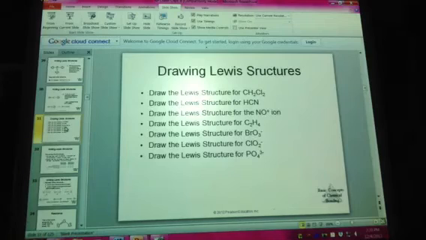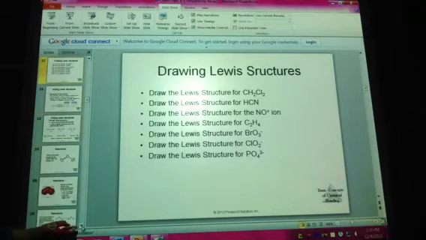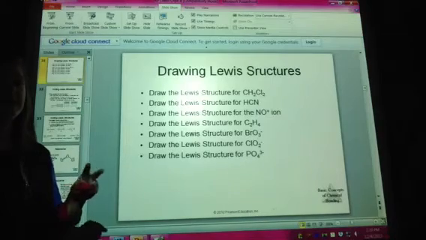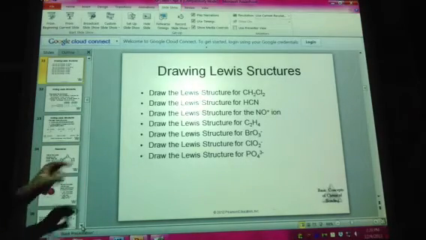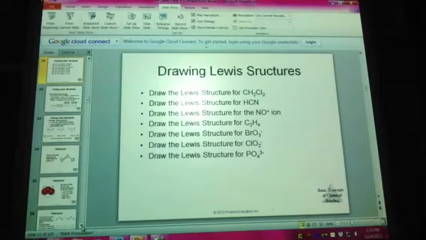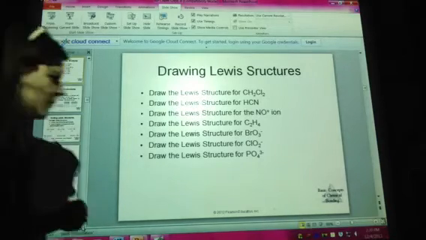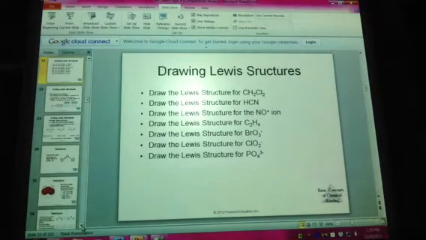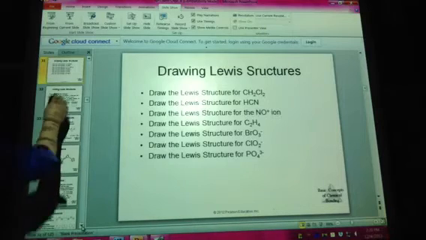Guys, on this one, these are some practice problems in terms of drawing Lewis structures. You should also complete these. I will check them tomorrow at the beginning of class. So right now, you have 2 slides that you need to have done for me at the beginning of class. This one, and then you also need to have the one with that last dipole moment question, okay?